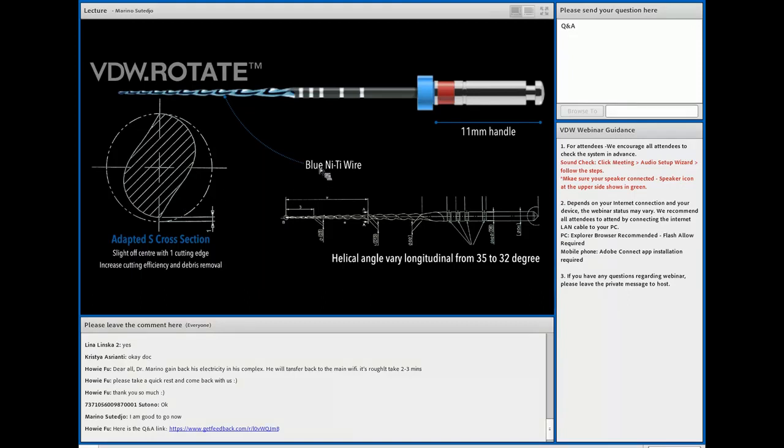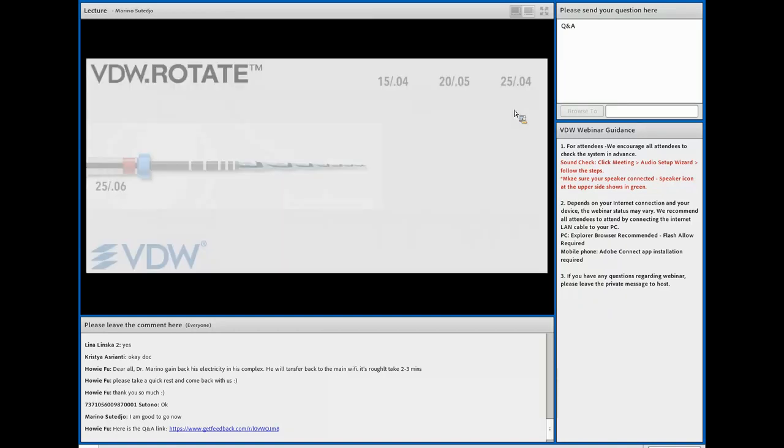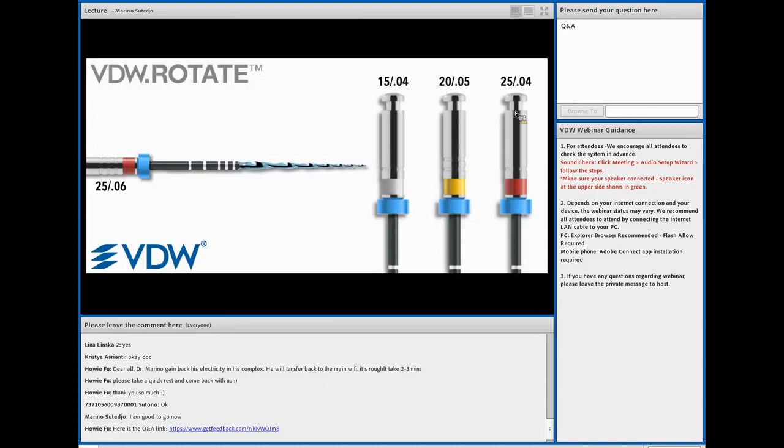What I also like about the VDW Rotate is that it now has a shorter shank, 11 millimeters in handle, because the shorter shank allows us to gain more space when we are dealing with, let's say, posterior teeth, the maxillary second molar or the left side, where sometimes we need to gain 1 millimeter more space. It means a whole lot of difference. It also has almost similar S-cross sections with a more adaptive design.